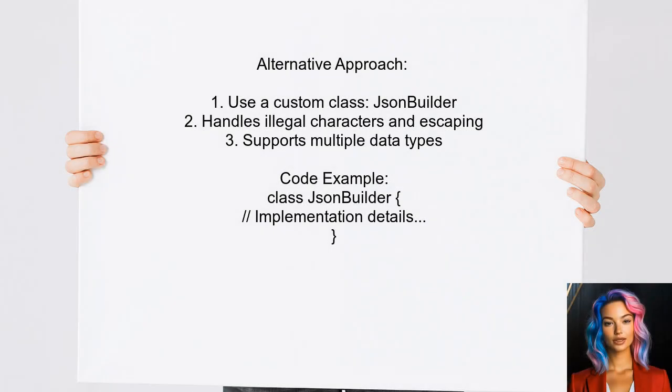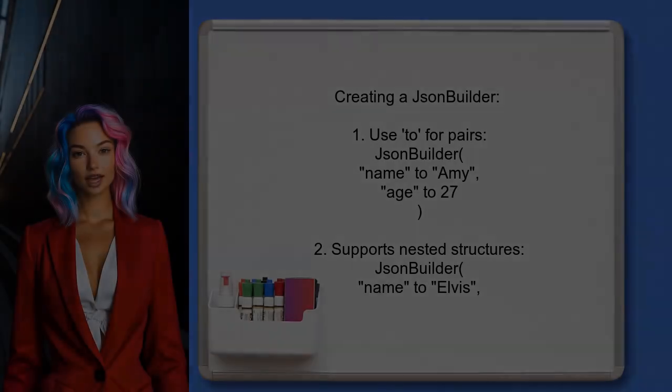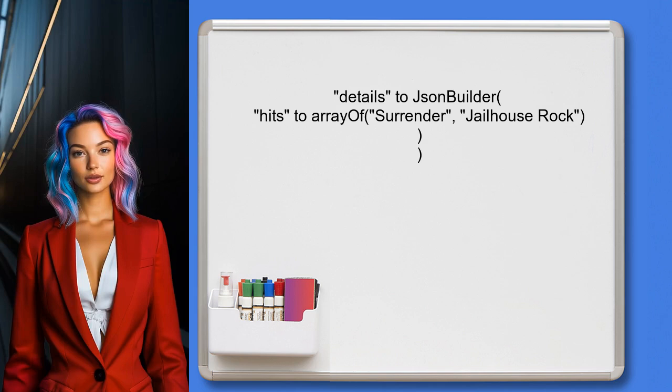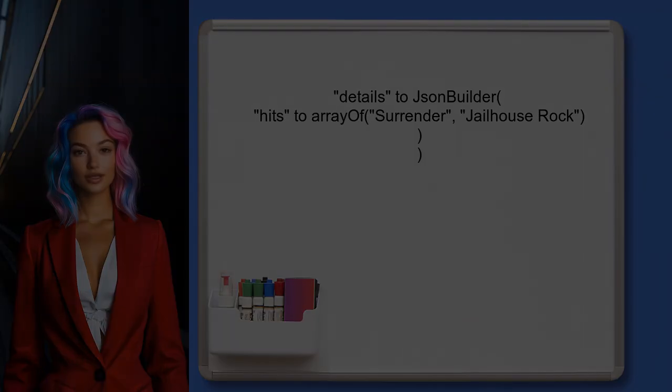An alternative approach to creating a JSON object from a string in Kotlin involves using a custom class called JSONBuilder. This user highlights that the previous methods may not handle illegal characters or escaping properly. The JSONBuilder class allows you to add key value pairs easily, supporting various data types like strings, numbers, and even nested JSONBuilder instances. You can create a JSONBuilder instance by passing pairs of keys and values. For example, you can use the toInfix function to create pairs, making the syntax cleaner. This allows for easy construction of complex JSON objects.